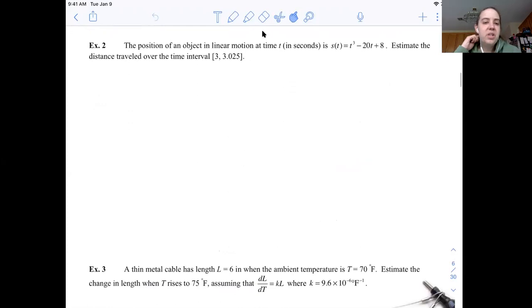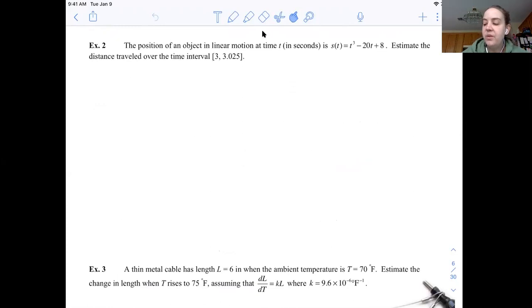The position of an object in linear motion is given as s of t equals t cubed minus 20t plus 8. Estimate the distance traveled over the time interval from 3 to 3.25. So, distance traveled, how far did it go? We want an estimate instead of the real thing.